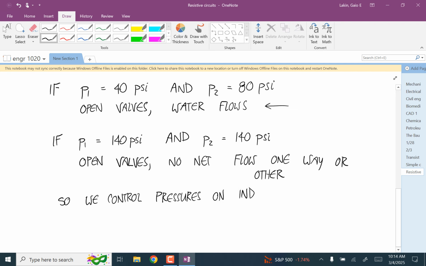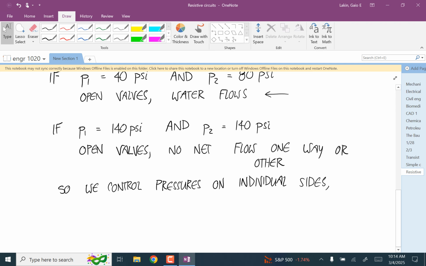We control the pressures on the individual sides. But the flow isn't determined by individual pressures. The flow speed and direction are controlled by the difference in those pressures.